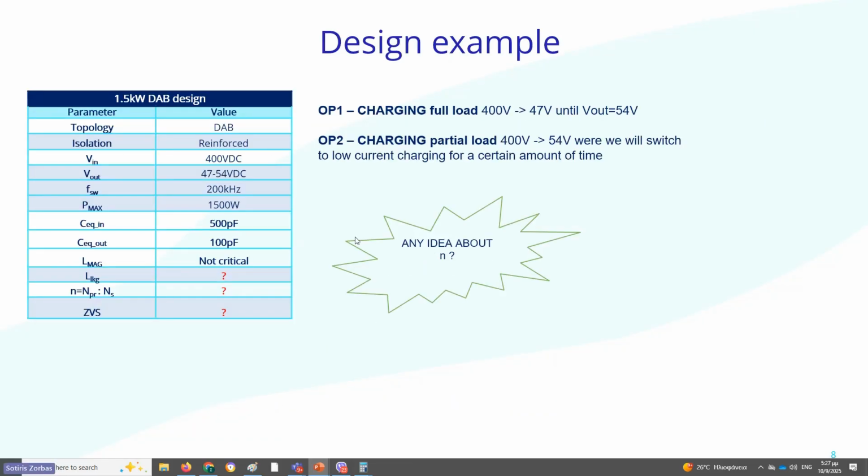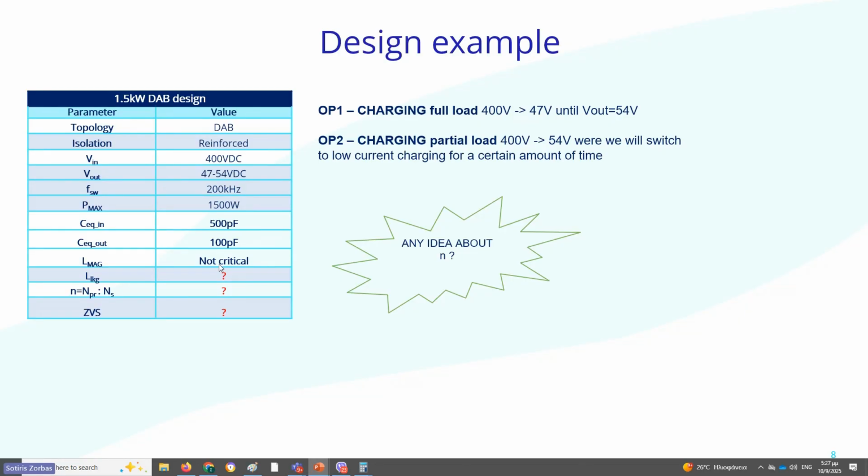Now let's see a design example, because there are a lot of equations, but let's make it a little bit more clear. A 1.5 kilowatt dual active bridge. All right. 400 volts at the input, a 48 volt battery pack, 200 kilohertz, and the equivalent input and output capacitances. You see them on the table.